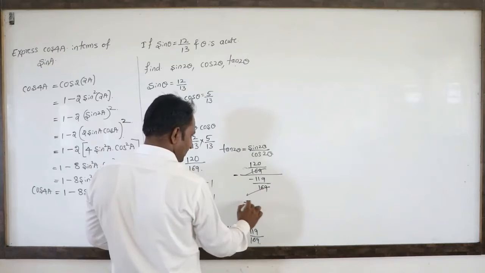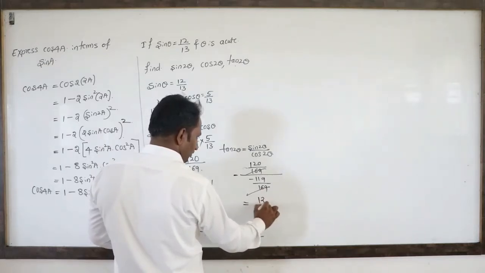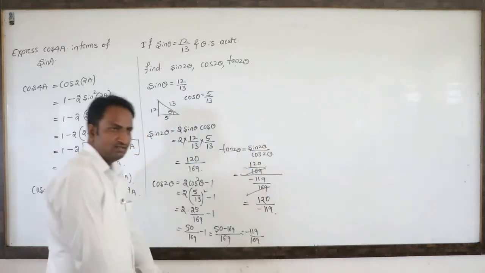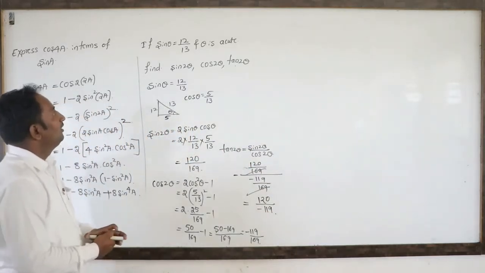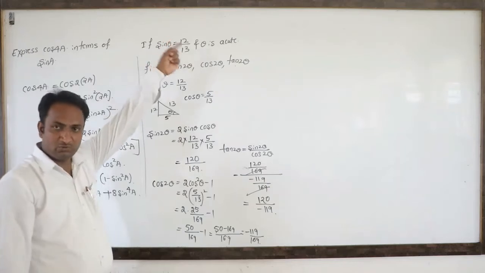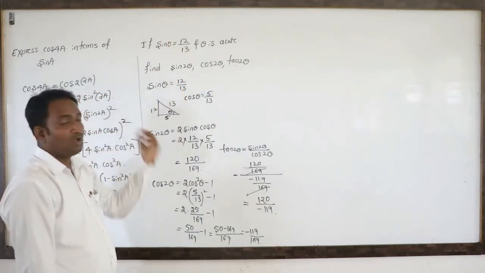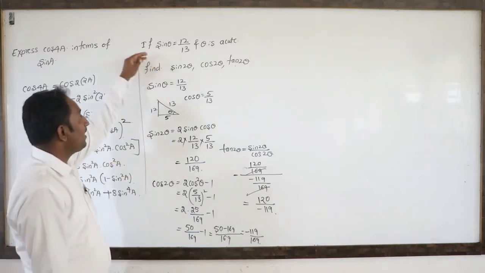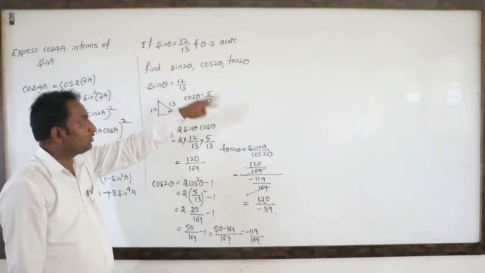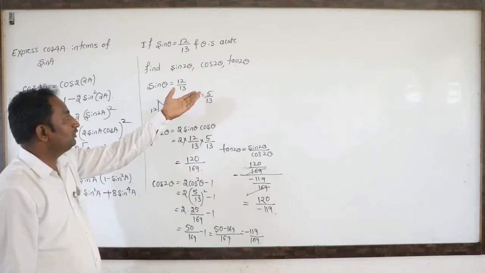169 get cancelled. Its value is 120 divided by minus 119. Here, given that sin theta is equal to 12 divided by 13. Theta is an acute angle. That implies theta belongs to first quadrant. Find the value of sin 2 theta, cos 2 theta, tan 2 theta.